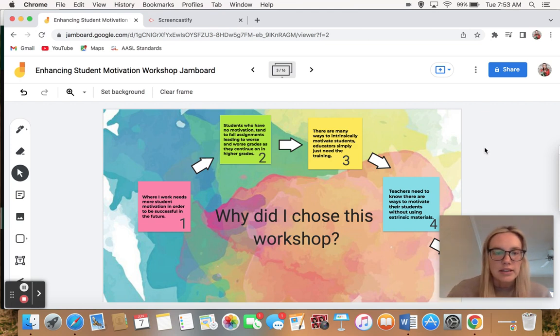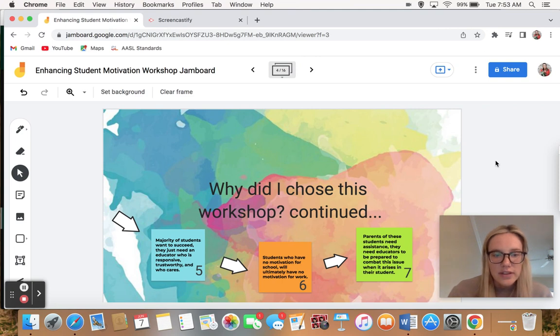Number one says, where I work needs more student motivation in order to be successful in the future, which I think is true for a lot of schools. Number two says students who have no motivation tend to fail assignments, leading to worse grades as they continue on into the higher grades. Number three says there are many ways to intrinsically motivate students. Educators just simply need the training. And then number four says teachers need to know there are ways to motivate their students without using extrinsic materials such as candy or parties or whatever.